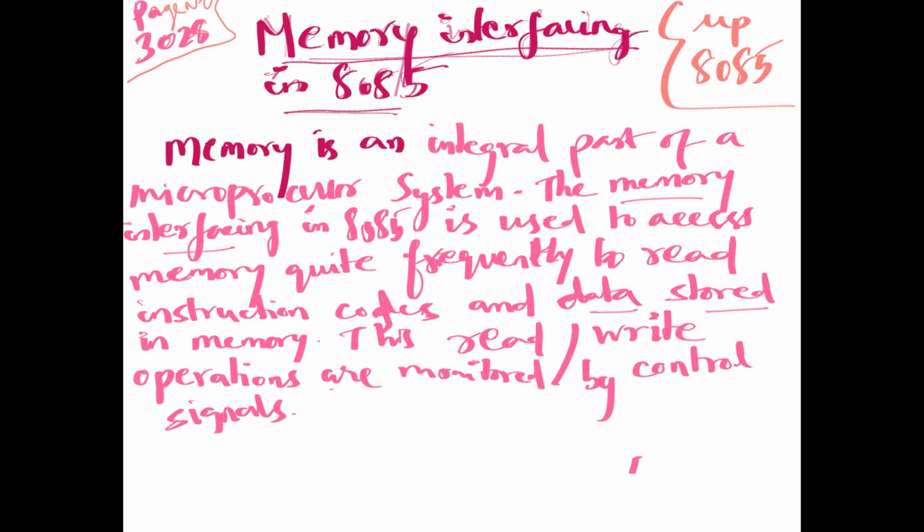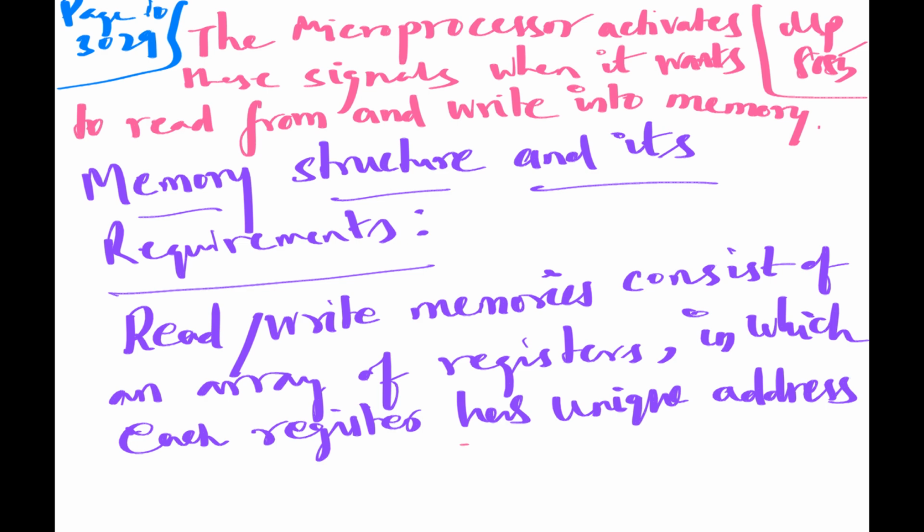In this video, class number 3, we see memory interfacing in 8085. Memory is an integral part of a microprocessor system. The 8085 accesses memory quite frequently to read instructions, codes, and data stored in memory. These read and write operations are monitored by control signals. The microprocessor activates these signals when it wants to read from and write into memory.